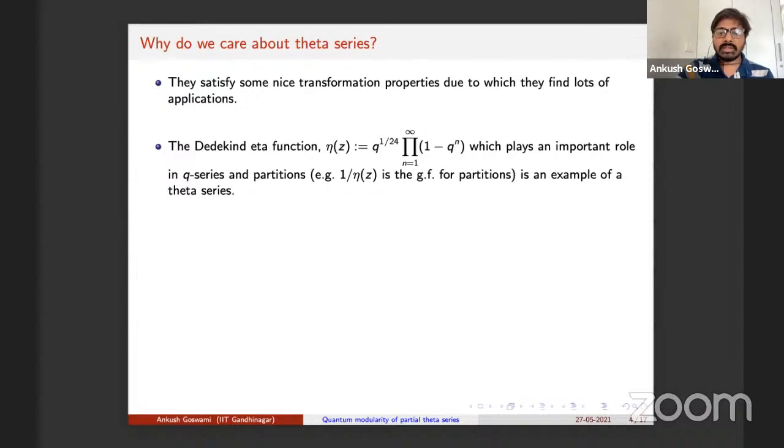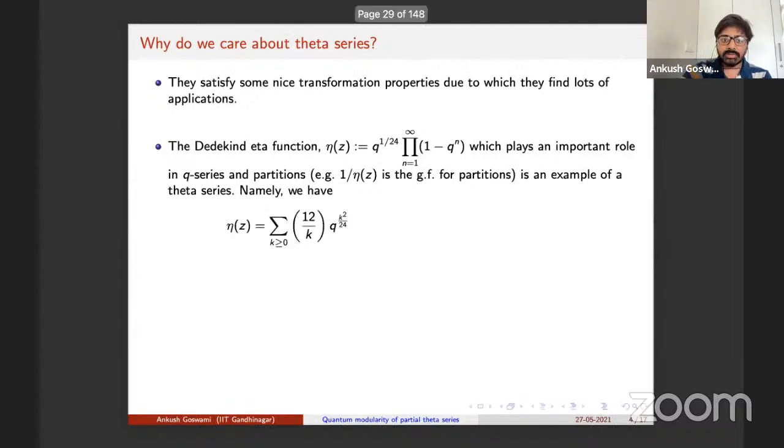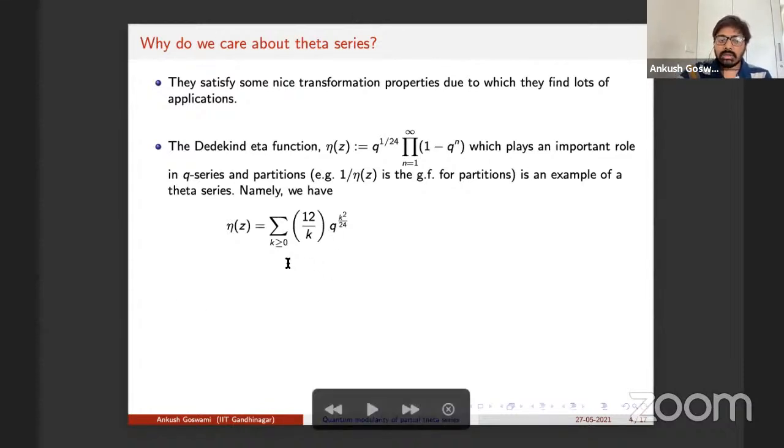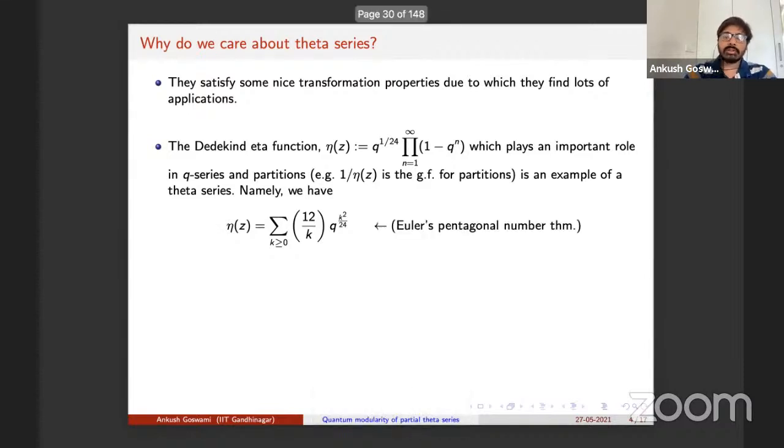And I actually write down here that this function eta of z is exactly given by this theta series. This looks like a partial theta series because the sum simply runs over all non-negative integers. But if you get rid of this Kronecker symbol, 12 divided by k within parentheses, you actually get a theta series. So this looks like a partial theta series, but it is a theta series. And this follows from Euler's pentagonal number theorem.